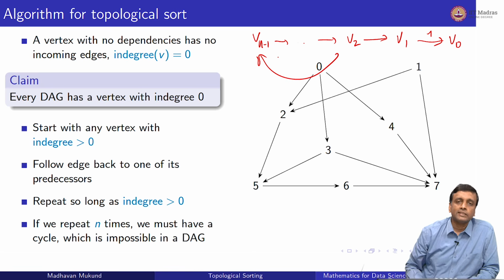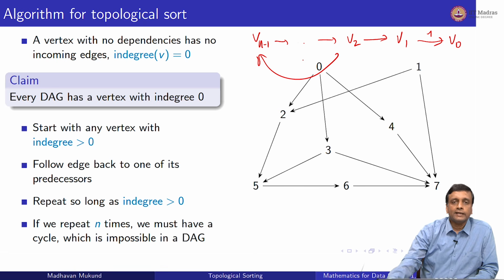So it must be one of the vertices already seen, so there must be a cycle. So there is a directed cycle, and since there cannot be a directed cycle, this cannot happen. Right? So this is a complicated way of proving something. It's called proof by contradiction.